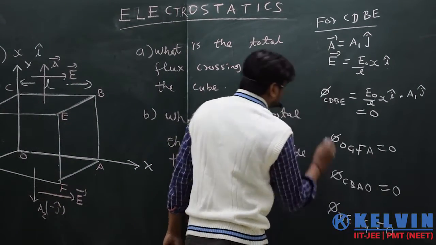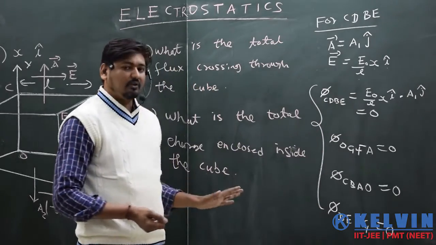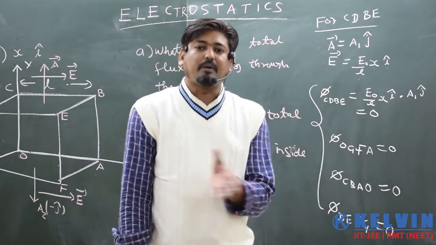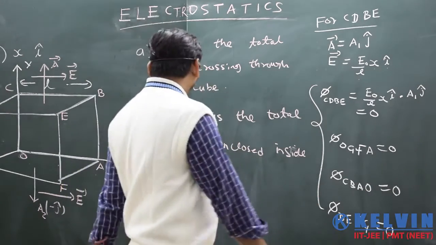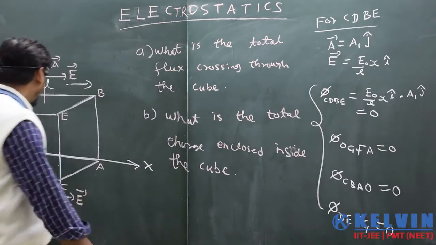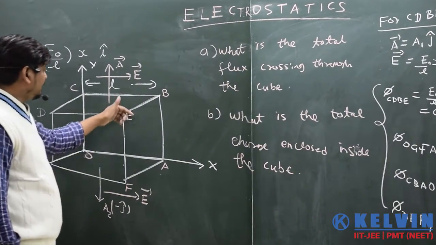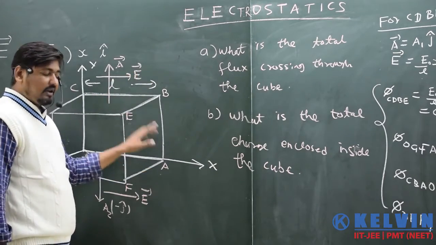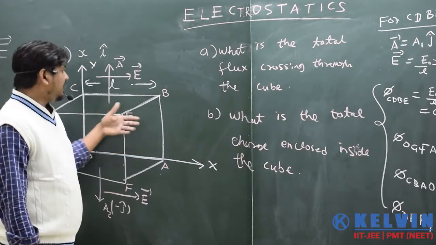DEFG is also 0. So for the four surfaces, the flux is 0 for the very simple reason that the electric field is perpendicular to the area vector itself. Now we are left with two surfaces only. The surface is CDGO and the other surface is BEFA, right? For both the surfaces, the area vector is along the x-axis.